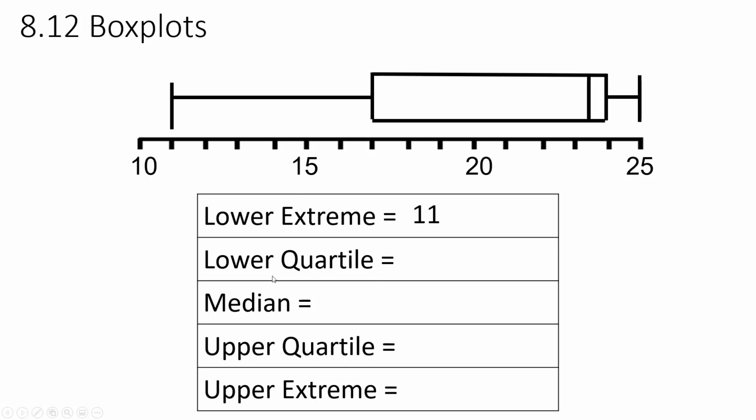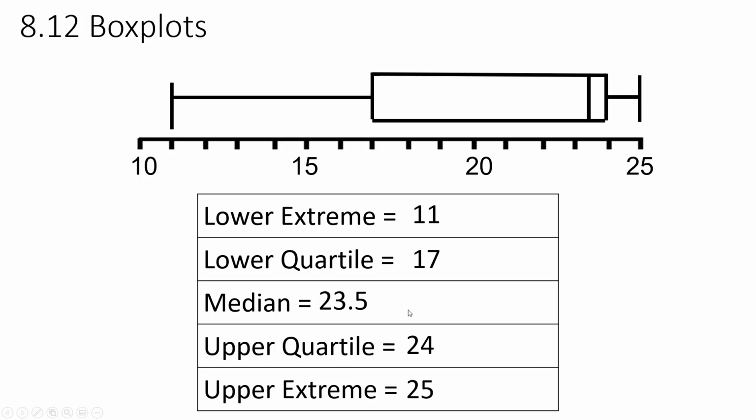And then the lower quartile is the left side of the box, which is at 17. The median is going to be at 23, 24, 25. I'm sorry, 21, 22, 23, 23 and a half. Your upper quartile is the end of the box, which is at 24. And your upper extreme is at 25.